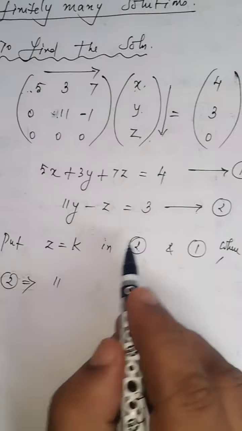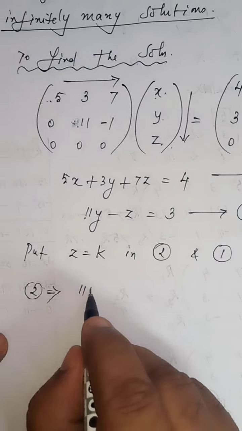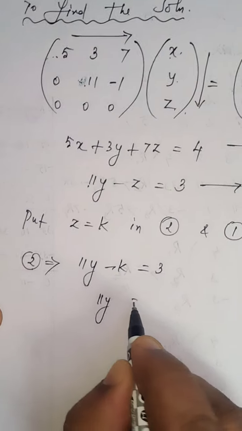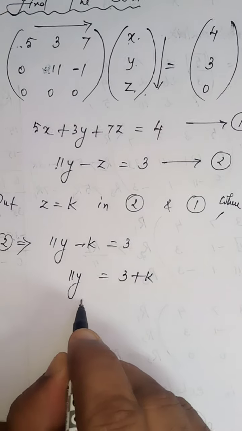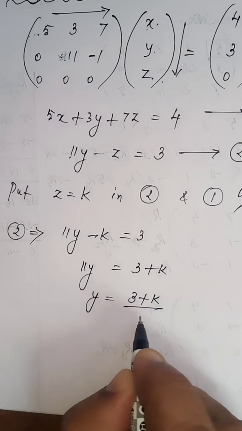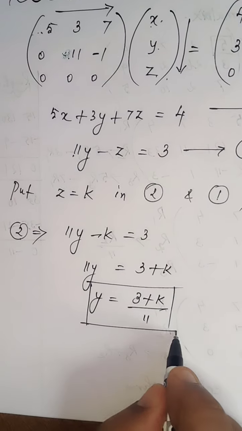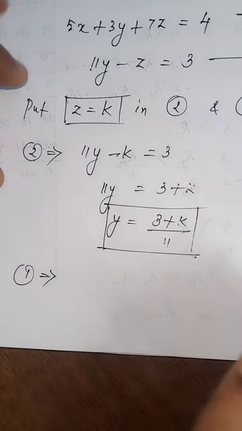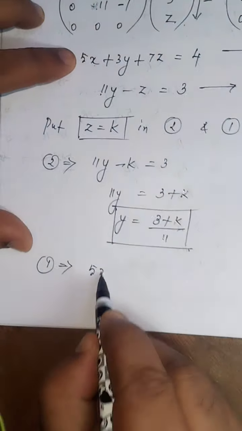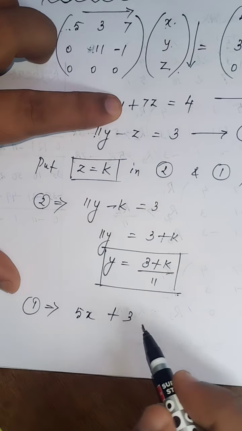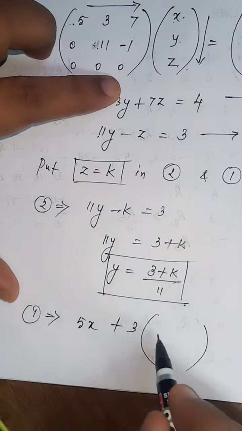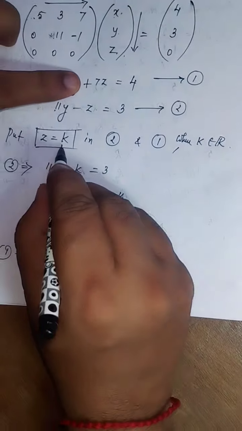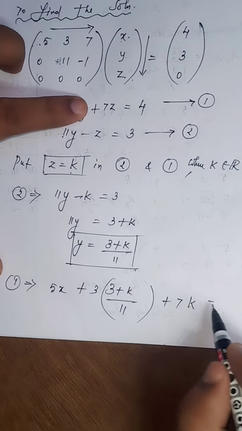Remember, in equation number 2, 11y write as it is, minus that z can be replaced by k, that is equal to 3. Now 11y that is equal to 3, it comes right hand side plus k. Therefore y that is equal to 3 plus k by 11. Okay. Now equation number 1 implies, in equation number 1 here it is 5x as it is plus 3y. That y can be replaced by 3 plus k by 11. Finally 7z. What is z? K. 7k, that is equal to 4.